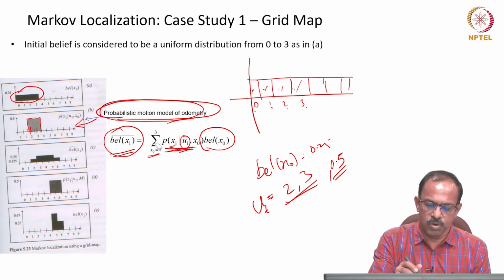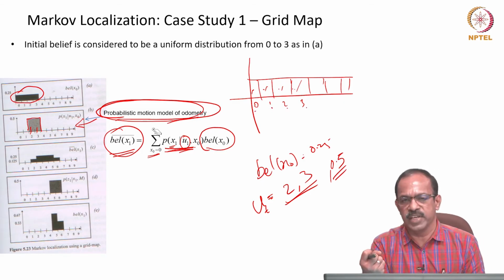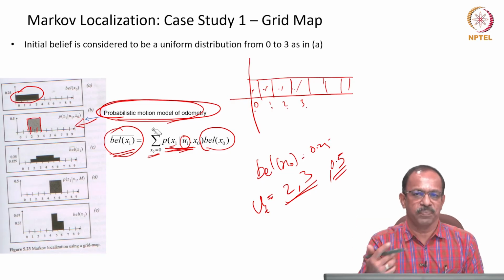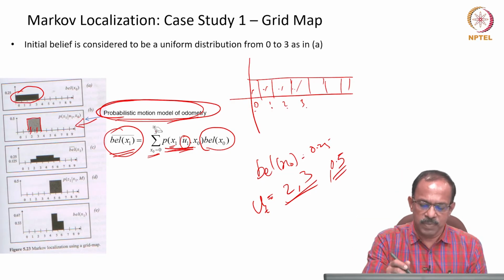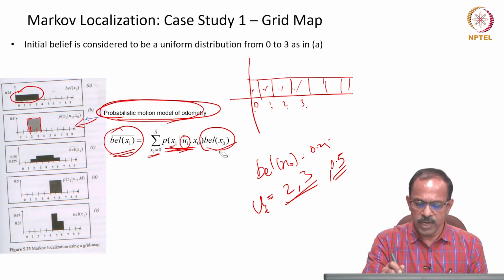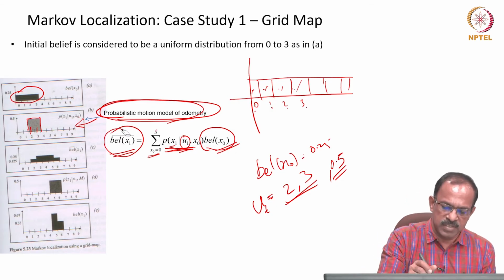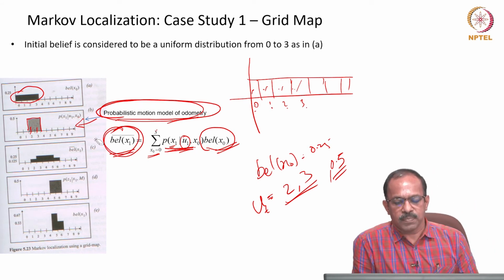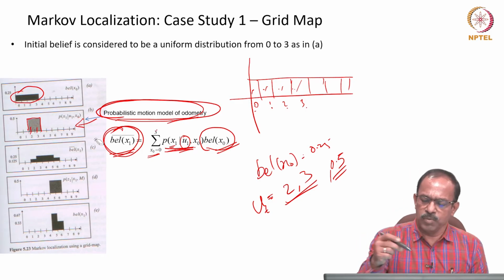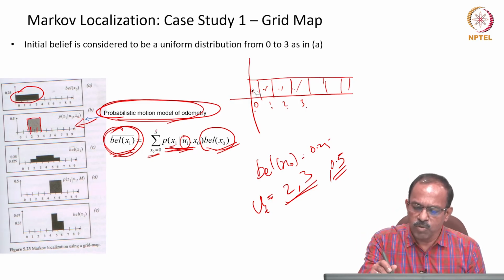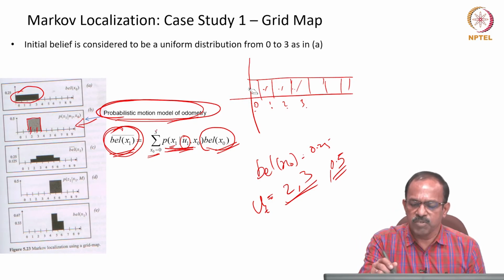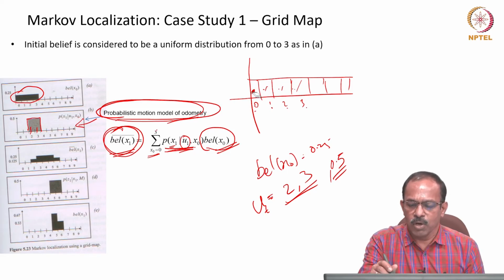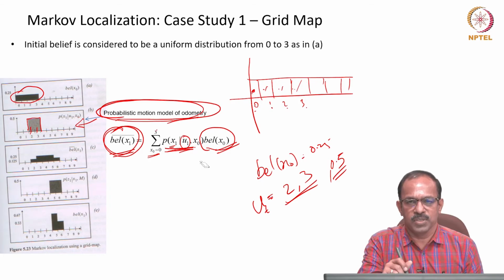So x0 is 0 to 3. It could be initially at 0, 1, 2 or 3, we do not know. So from 0 to 3, P(x1 | u1, x0) times belief(x0), if you get this total probability, that is basically the prediction update, belief x1. So what we are doing is assuming the robot was in 0 and it has moved 2, where will the robot be, or it has moved 3, where will the robot be.